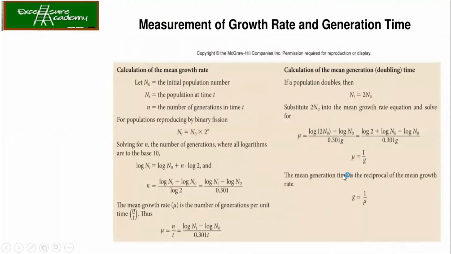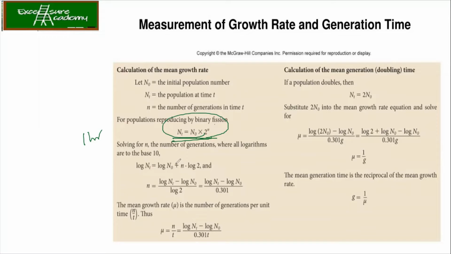The measurement of growth rate and the generation time. Let's say N0 is the initial population, NT is the population at time T, and small n is the number of generations in time T. The population reproducing by binary fission is given like this: NT, the population at time T, is the initial population N0 times 2 raised to n. This is the formula you are going to use.